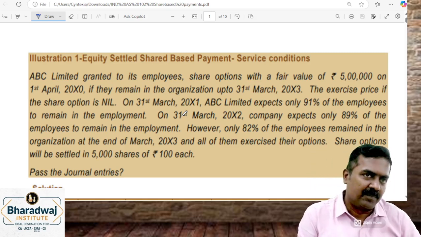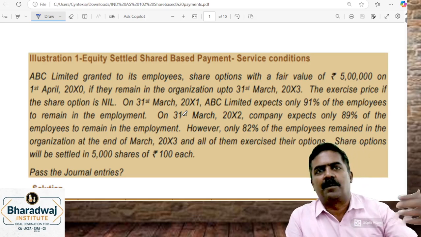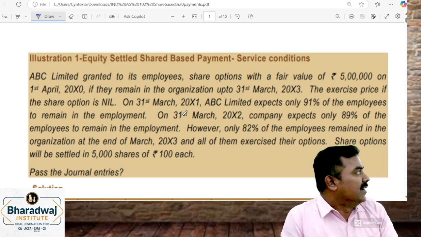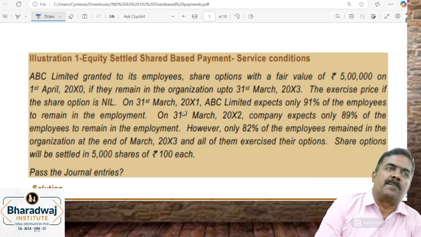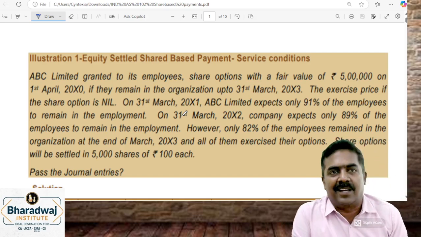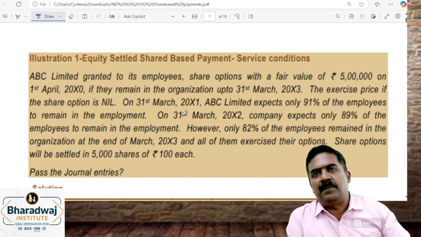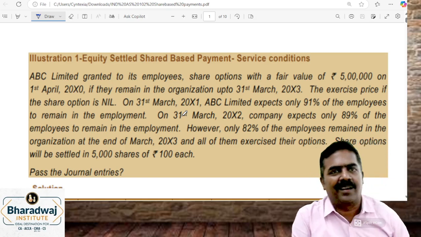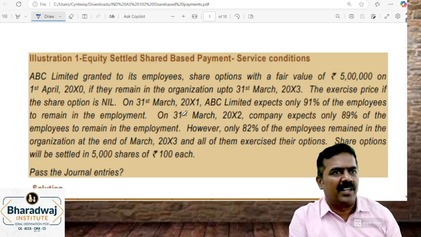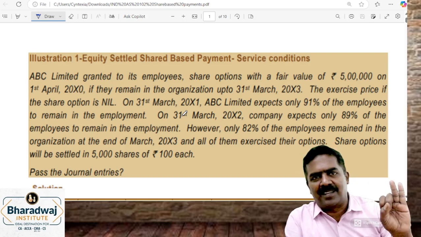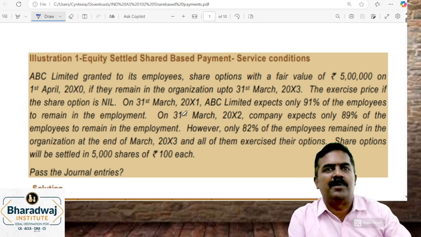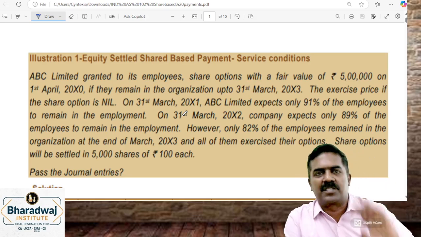Or if the turnover crosses a particular limit, either in the first year, second year or third year, they may give it. Or if profit after taxes exceeds a particular limit, you're eligible to get the shares. Or if EPS goes up beyond this limit, or if return on investment goes up beyond this limit. Vesting condition can be anything. It can be an employment condition, a turnover condition, or a return on investment condition, any condition. Then shares will vest with you.